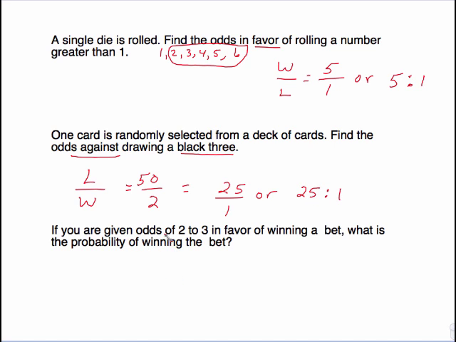You are given odds of 2 to 3 in favor, odds in favor of winning a bet. So you're looking at this, which leads to our probability being, keep the numerator, add those 2 things up.